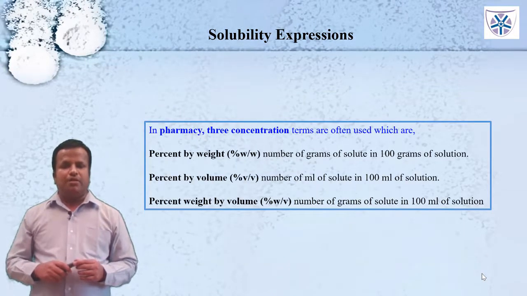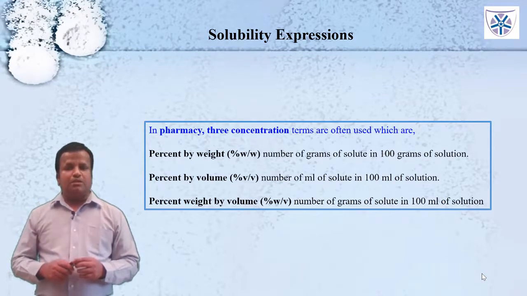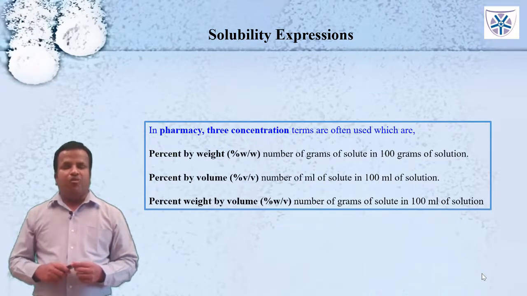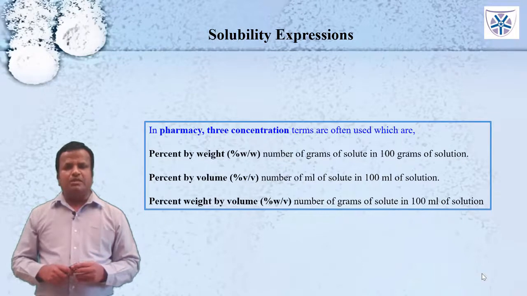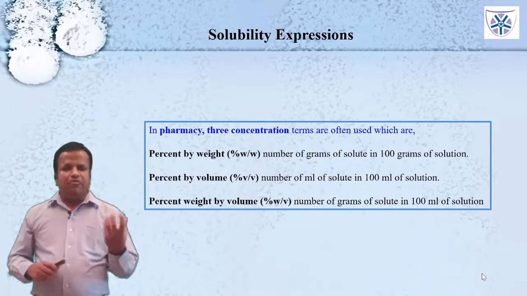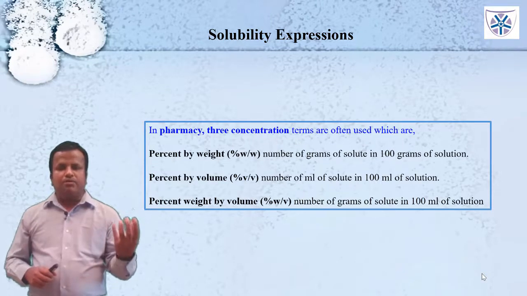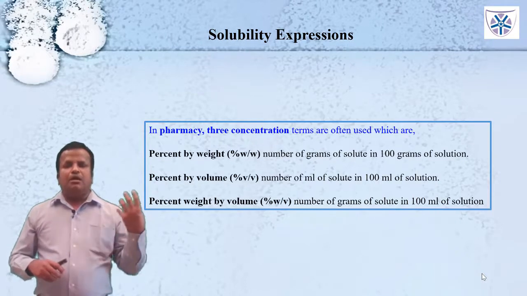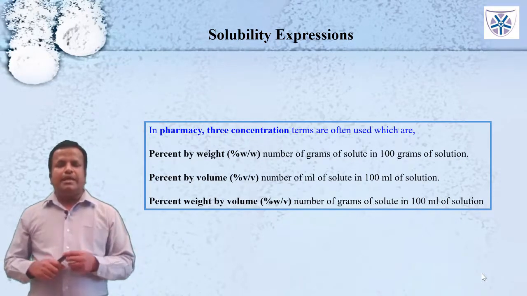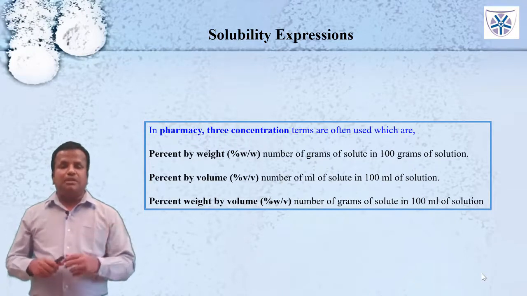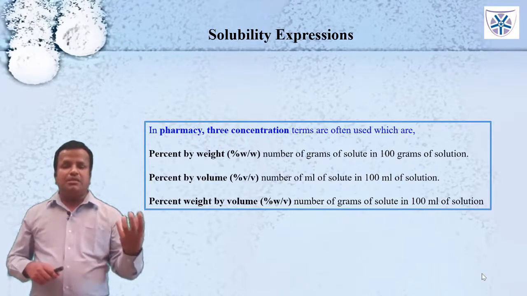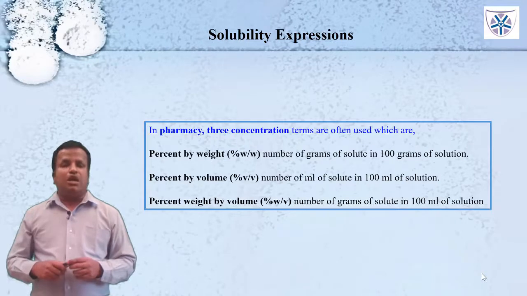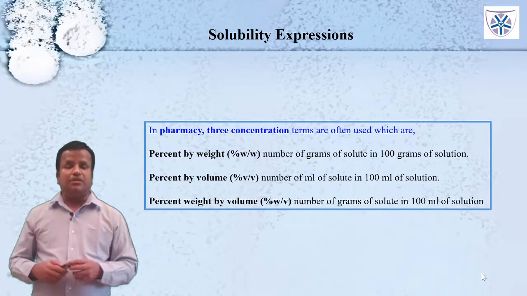Another point in the quantitative expressions: there are other terminologies people are using in the industry, that is percent by weight, percent by volume, and weight by volume. Percent weight by weight is the number of grams of solute in 100 grams of solution. Percent by volume is the number of milliliters of solute in 100 ml of solution. The third is percent weight by volume, that means the quantity of the salt or compound, grams of solute, in 100 ml of solution. These are the solubility expressions in pharmacy, in three different concentrations.